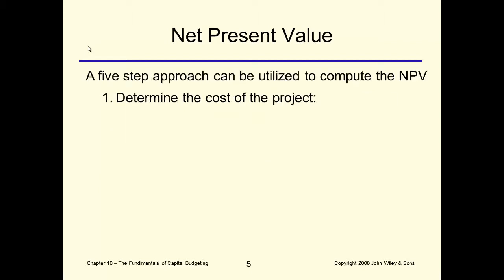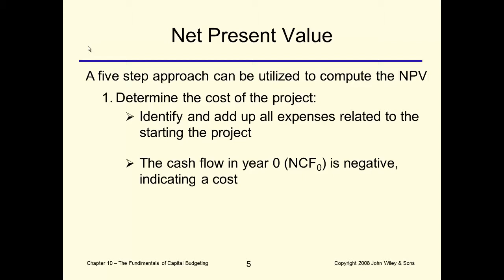So we can take a 5-step approach to compute NPV. Number 1, determine the cost of the project. So you're going to have to build a building, do some research, train employees, anything that has to happen before the project can start. So you need to add all that up. That's your starting cost. That's going to be your cash flow in year 0, and that's going to be negative.